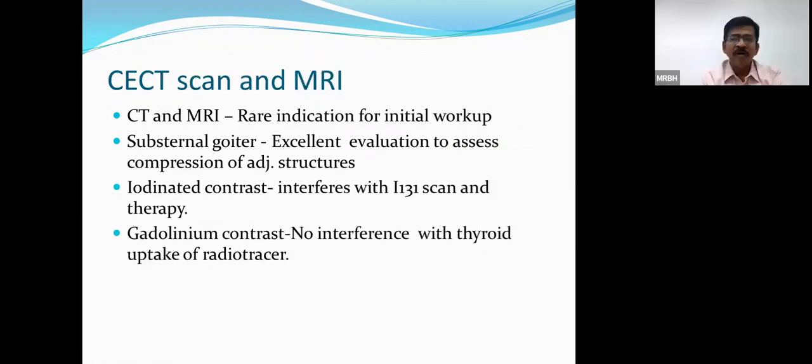CT scan and MRI also are not part of routine workup for thyroid disorder. These are not done as a part of initial workup. These are indicated in situations when you have a substernal or retrosternal goiter. These can assess the exact extent and compression of adjacent structures. However, in a patient who has got a malignant thyroid swelling, if you give iodinated contrast, this can interfere with I-131 scan in the posterior period. In this situation, if indicated, MRI is preferable as gadolinium contrast does not interfere with uptake of thyroid radioiodine.